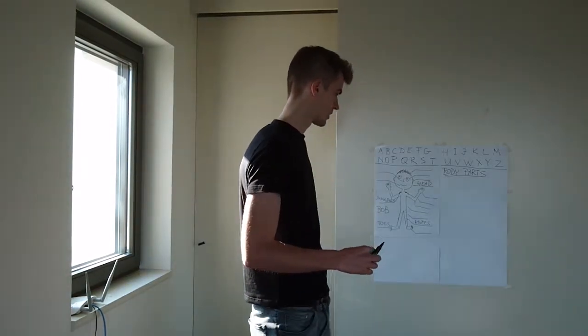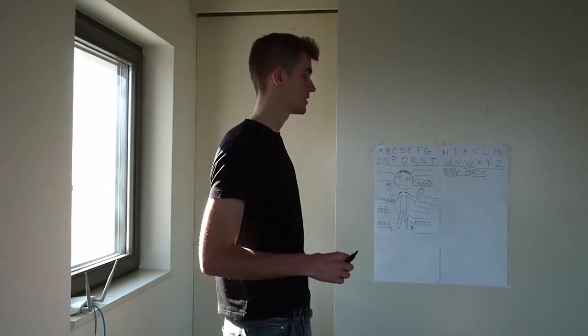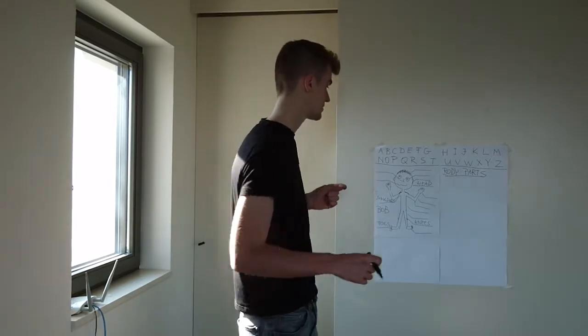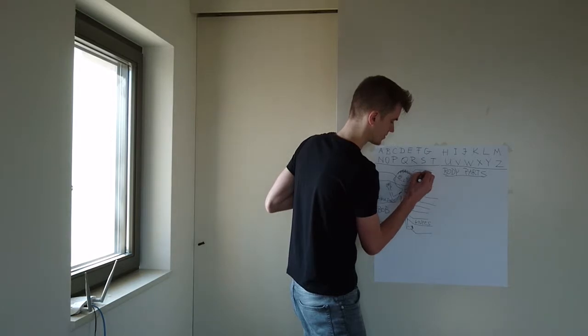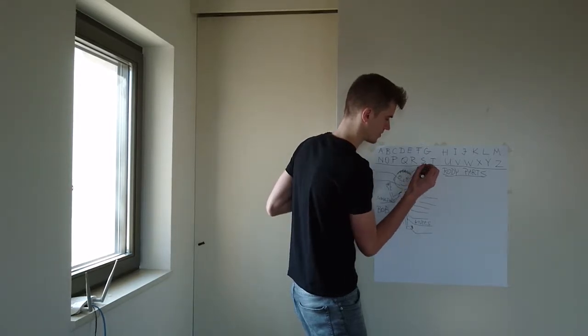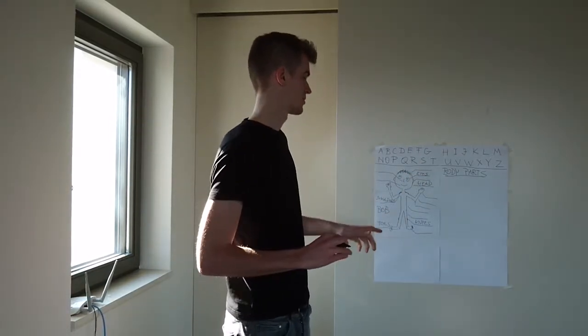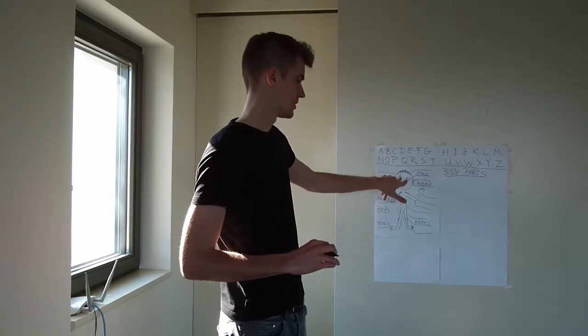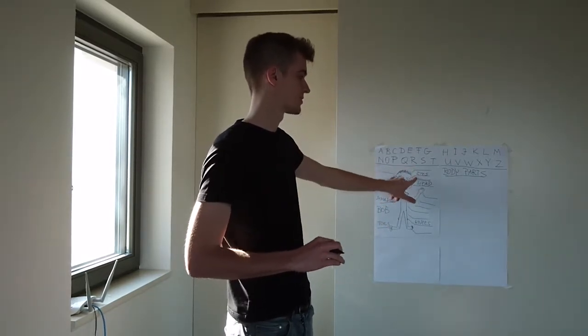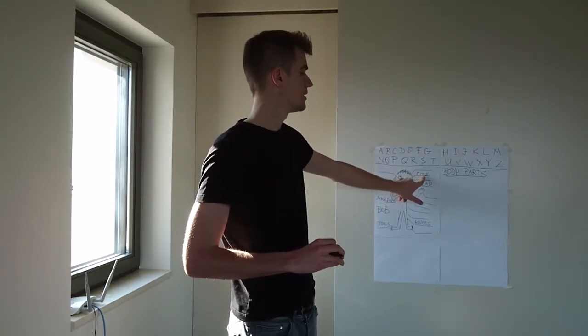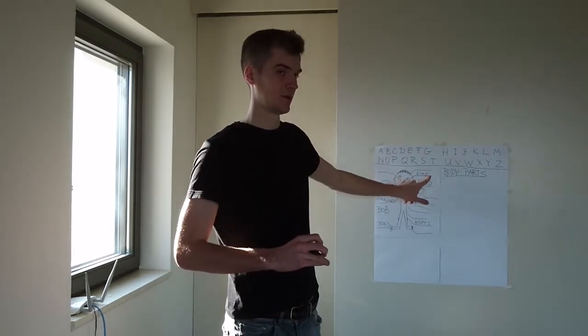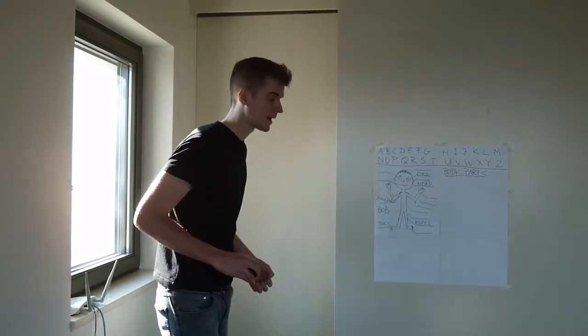Okay. Then, how did the song continue? Eyes, right? So these are Bob's eyes. This is one eye, these are two eyes. So how do we spell eyes? E-Y-E-S.